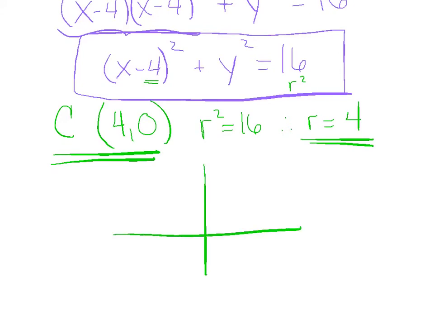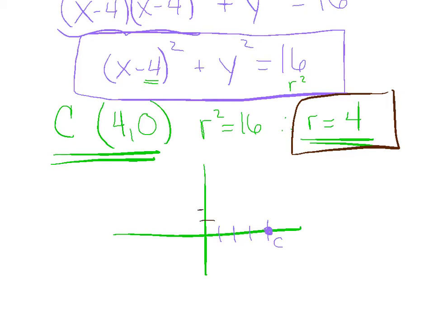I'm going to start at the center, 4, 0, so just 4 tick marks out, make your point, and put a little C there so you remember that's the center. Now, from there, I need to go out a radius of 4. So I'm just going to go 4 in my north, south, east, and west directions.